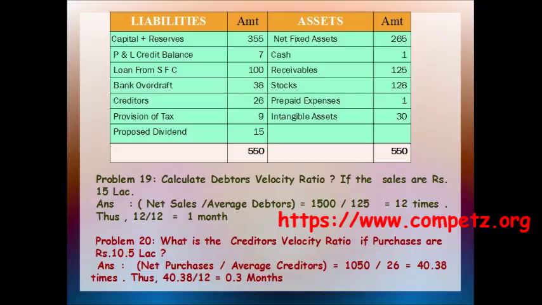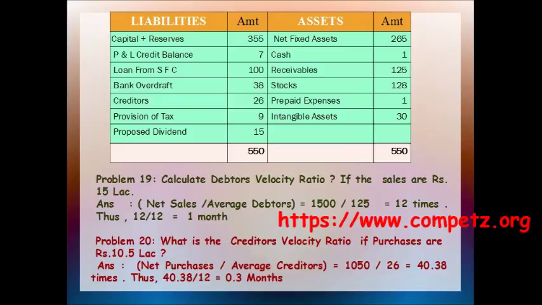So what is accounts payable, friends? Accounts receivable is trade debtors and bills receivable; accounts payable is just the opposite: trade creditors and bills payable. Average means opening plus closing balance divided by 2. In this case also, accounts payable is similar. So we have just calculated the ratio.